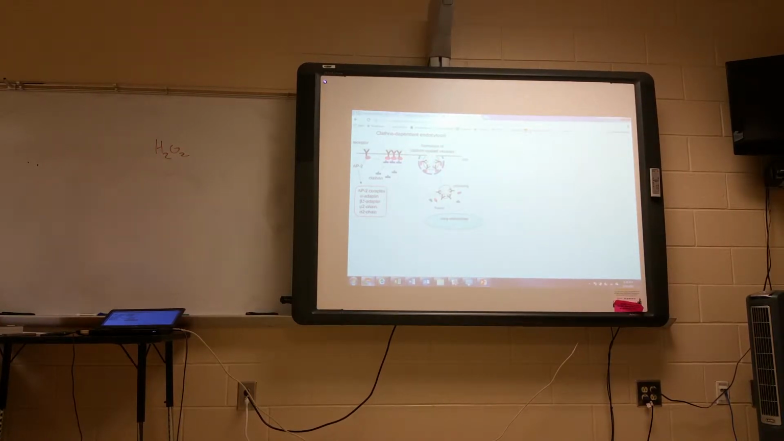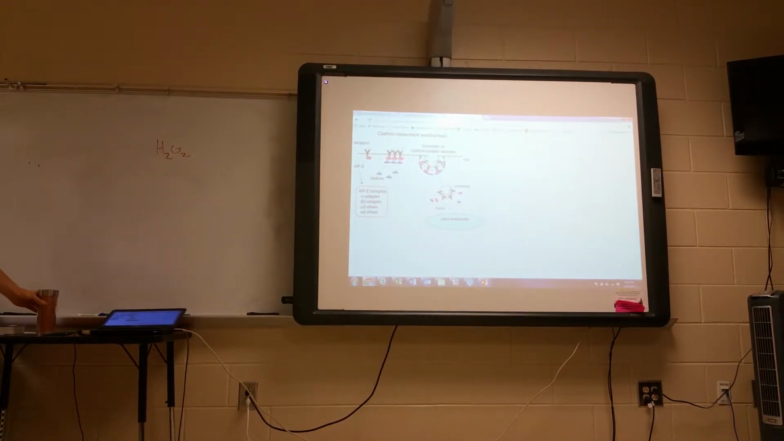Once it's in, it depends on what the cell wants to do with it. Like if it's a virus, this is how a virus gets in. If it's a virus, it's going to go to the nucleus. If the cell wants to break it down, it'll be fused with a lysosome.